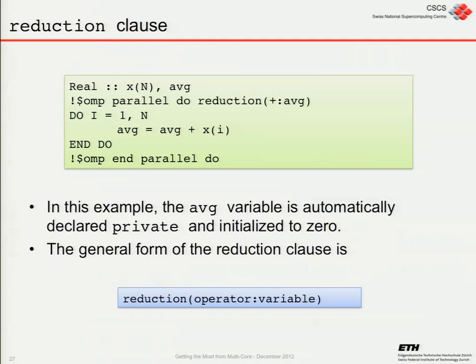The summation now is done by OpenMP itself. Each one of these variables will be set to 0. We'll then be able to update individually those separate sections, and then when that do loop is finished, it will sum up average, and outside of that region, average will contain the sum. It's not the average yet. We've still got to do the division.